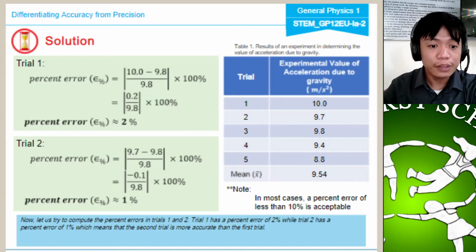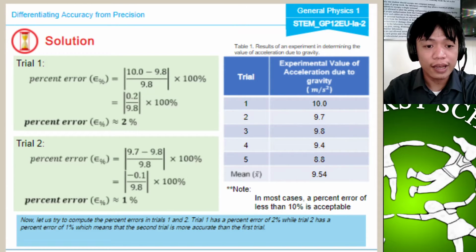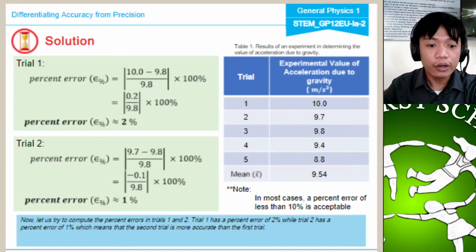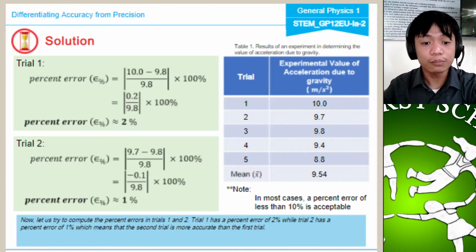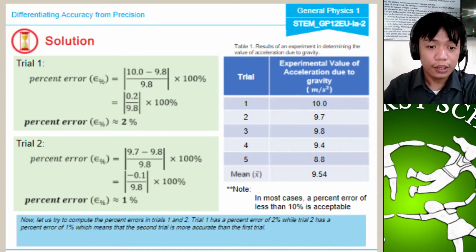So, what about dito sa trial 2? Okay. See the difference. So, alin ba ang mas malapit sa 9.8? Yung 10 ba na first trial or yung 9.7? Okay, let's see. Percent error is equal to 9.7 minus 9.8, divided by 9.8, multiplied by 100. So, we got 0.1 divided by 9.8.